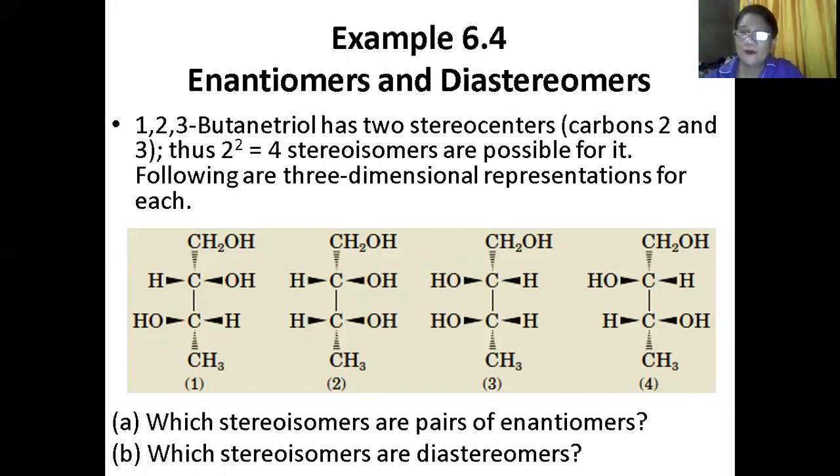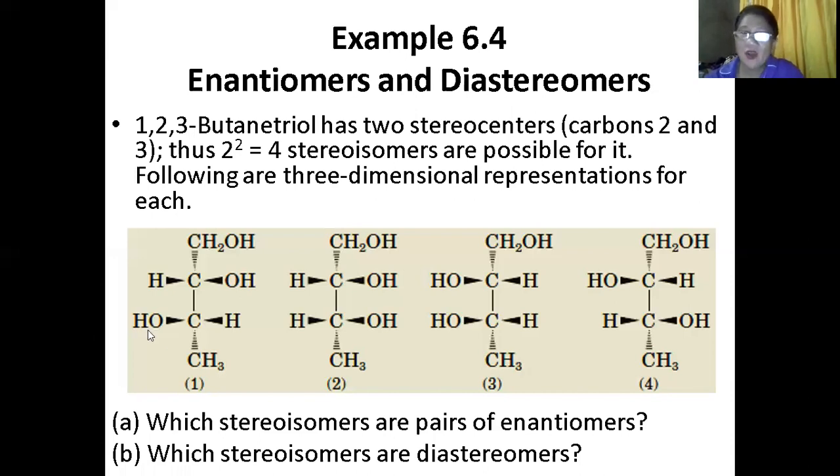3 and 4. 3 and 4, it's not a mirror image. They are diastereomers. Okay? 1 and 4, oh, it's a mirror image. Then 1 and 3. 1 and 3, it's diastereomers. It's not a mirror image.